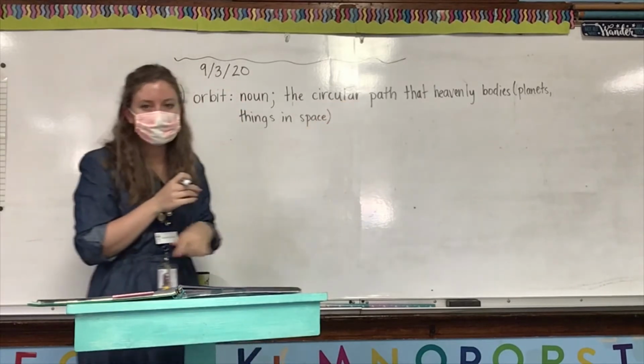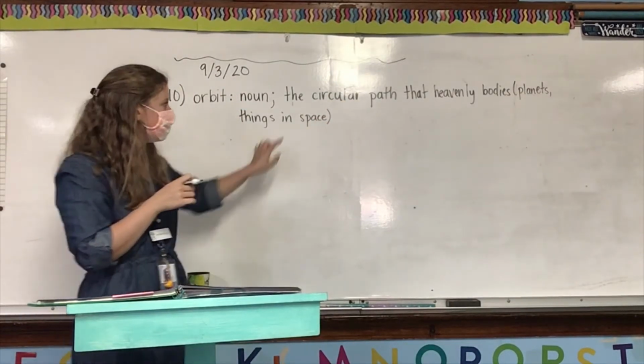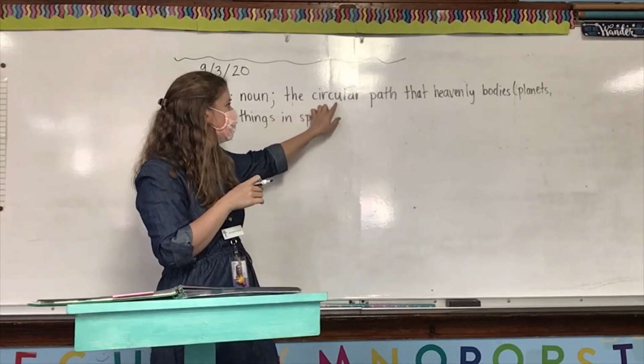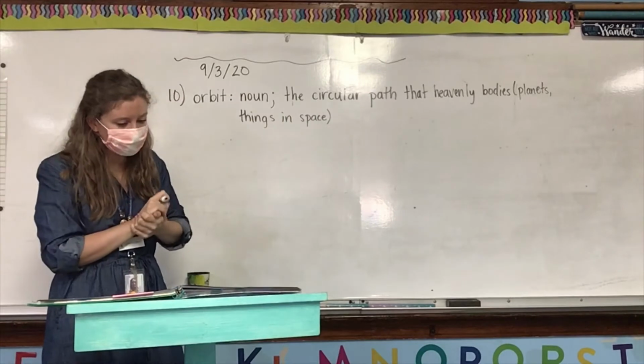C-I-R-C-U-L-A-R. Michaela asked how to spell circular. It is C-I-R-C-U-L-A-R. Thank you for asking. That was a good question.